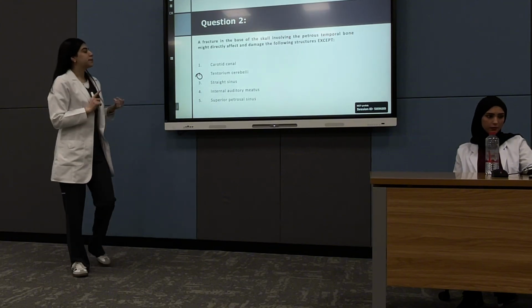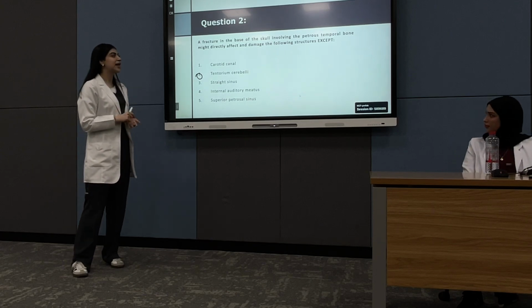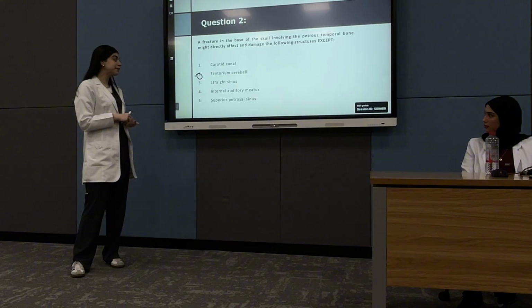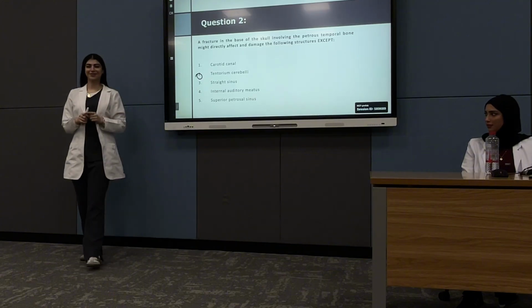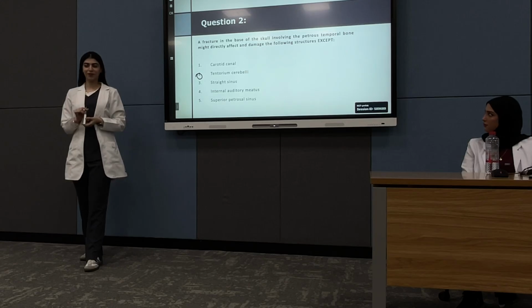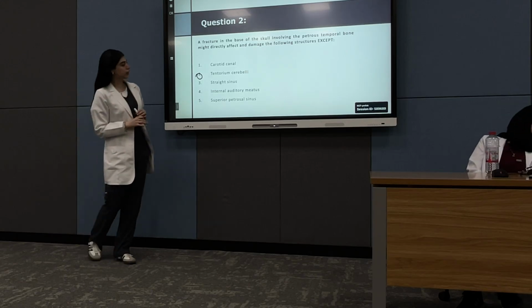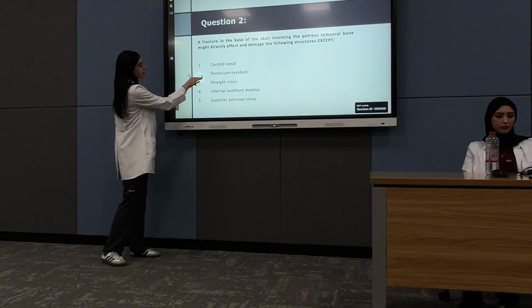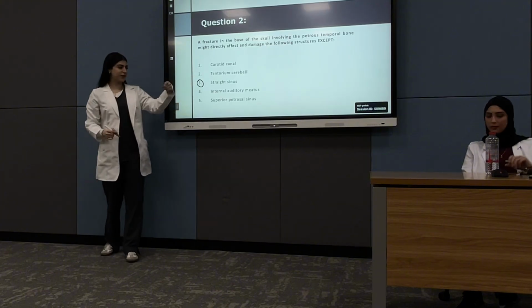A fracture in the base of the skull involving the petrous temporal bone might directly affect and damage the following structures, except. Which one do you think? Internal auditory meatus? Okay. The answer here is the straight sinus. I'm going to explain it for you.